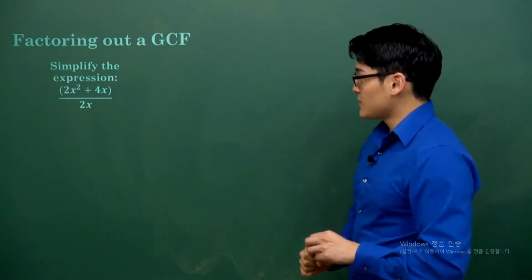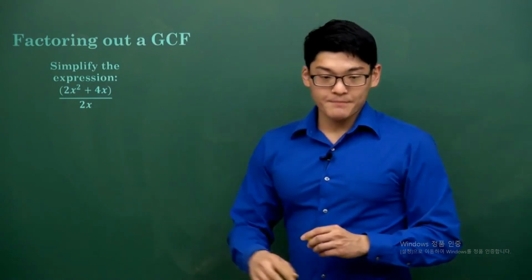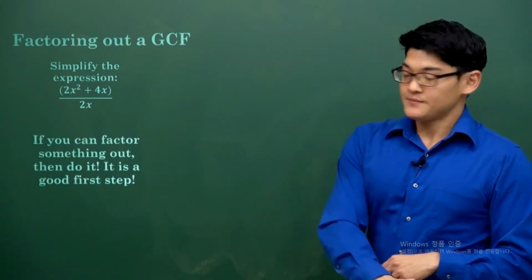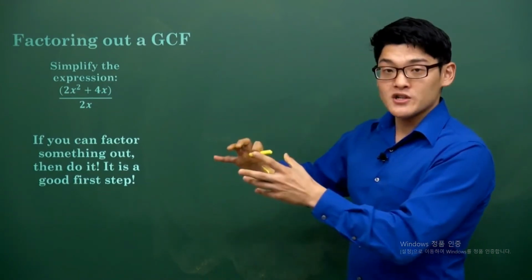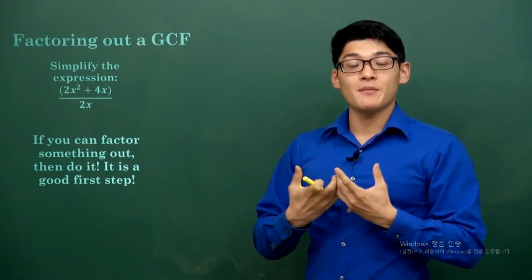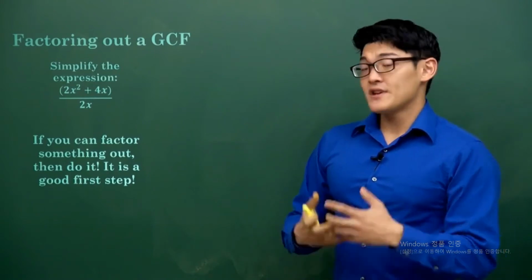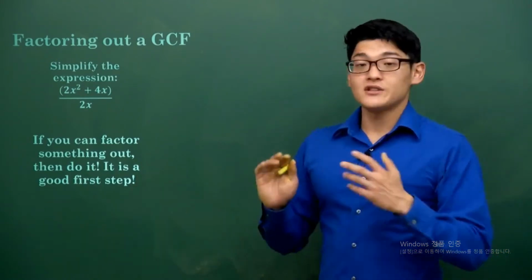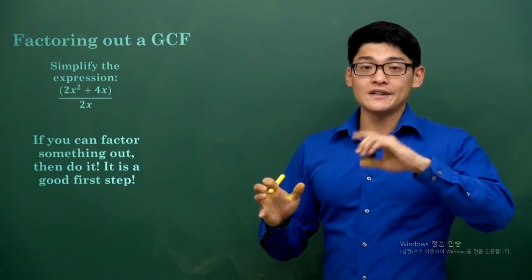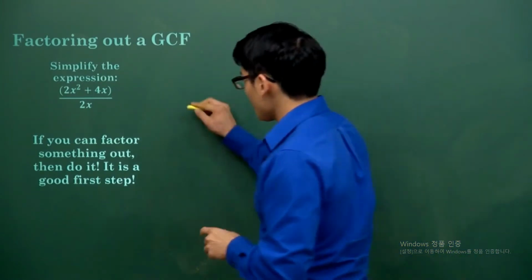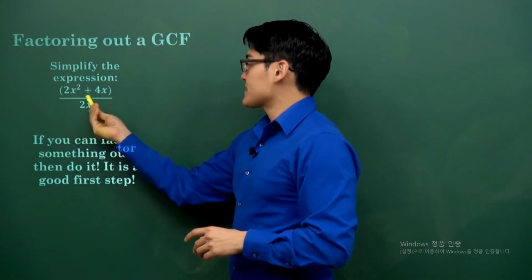All right. So a lot of the time, what we have to do is factor out. It's a very prevalent question, or a really prevalent step in the new Math SAT. If you can factor out something, then do it. It's going to be a great first step. If you can see anything that you can factor out, go ahead and do so. And what we're going to do is find a greatest common factor.